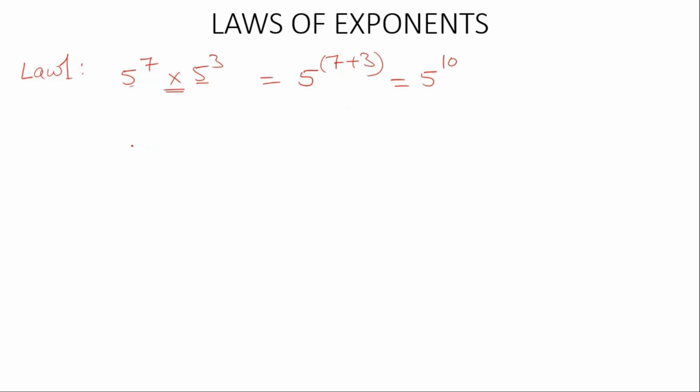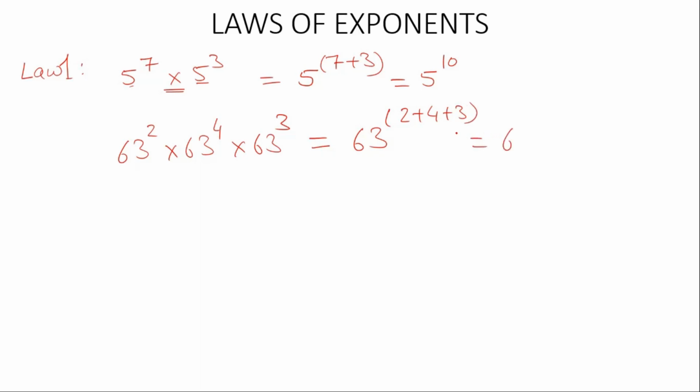One more example, suppose we have 63 to the power 2 into 63 to the power 4 into 63 to the power 3. We can see here the bases are the same but the powers are different. So what we can write? The base will get common and the powers will get added, so it will be 63 to the power 9. I hope the first law of exponents is clear to you.